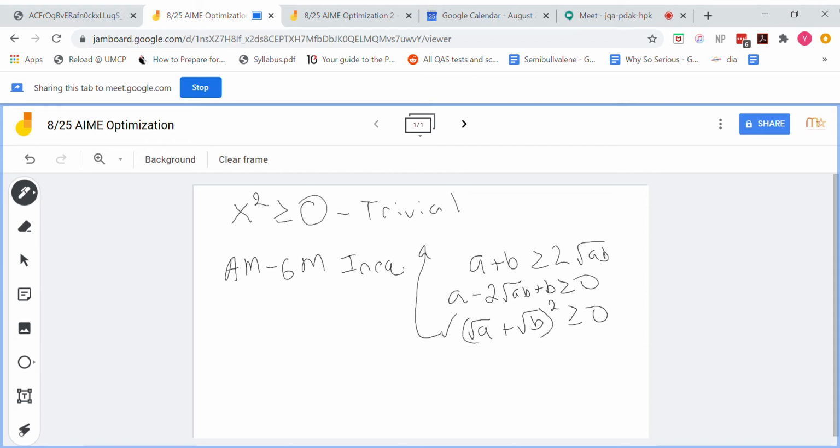And so because this is true, all our steps are reversible. We just have to check that all the steps that we did are reversible, and they are, since we only did addition and subtraction. And so because this final statement is true, the initial one is true.